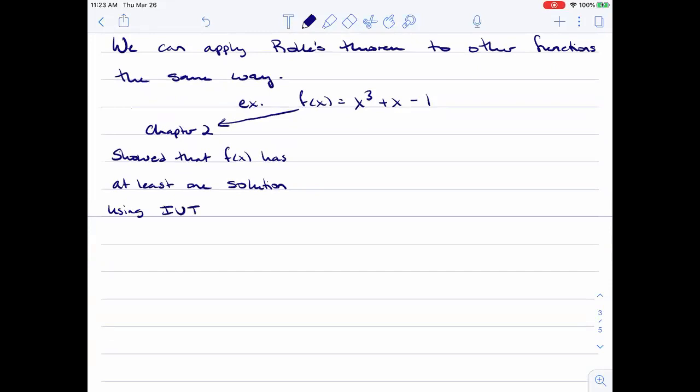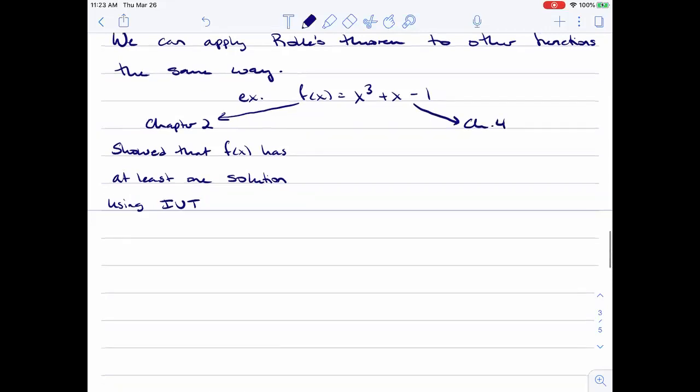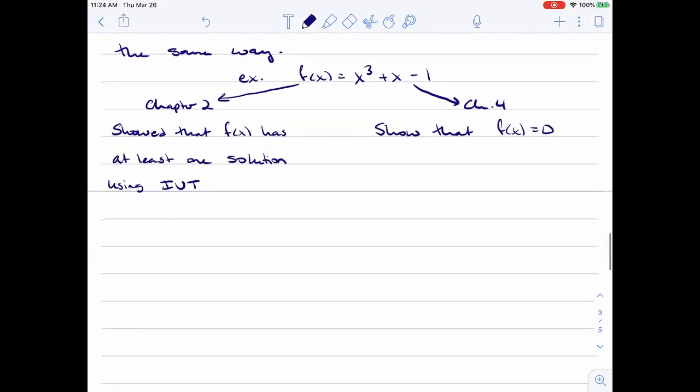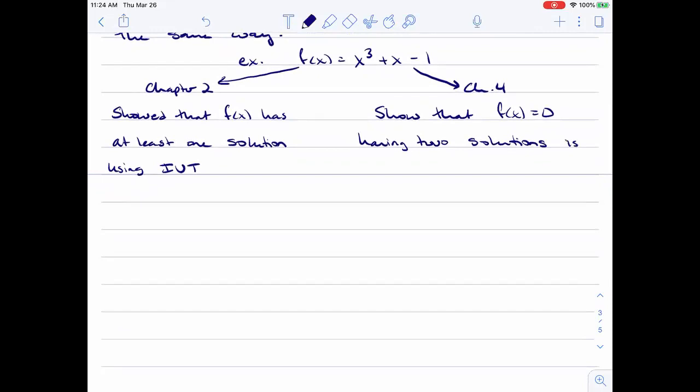Okay, so that's a good start, right? If we're able to prove that this thing has at least one solution, then we can use Rolle's theorem, chapter 4, to show that f of x equals 0 having 2 solutions, for example, is impossible using Rolle's theorem. So it's kind of a proof by contradiction situation.